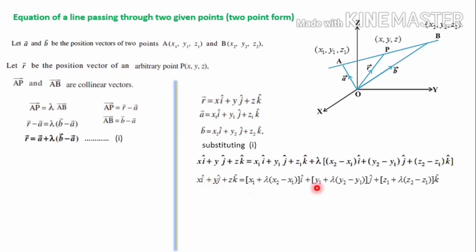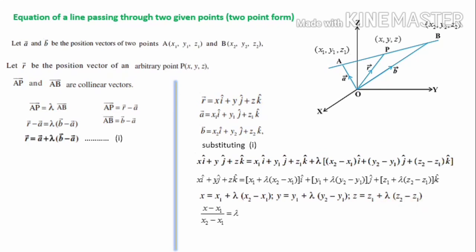Now two vectors are equal in the sense that their components are equal. From here, x is equal to, the i component, x1 plus lambda into (x2 - x1). And the j component, y, is y1 plus lambda into (y2 - y1), they are equal. And also the k component is z, and here the k component is z1 plus lambda into (z2 - z1). So z is equal to z1 plus lambda into (z2 - z1).